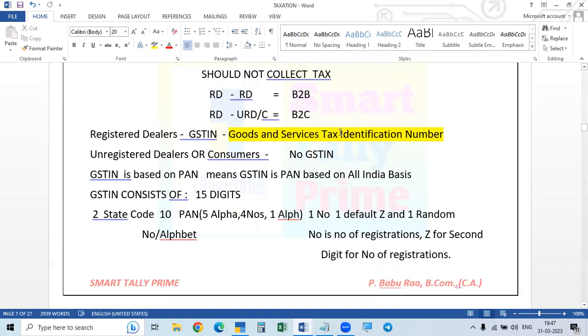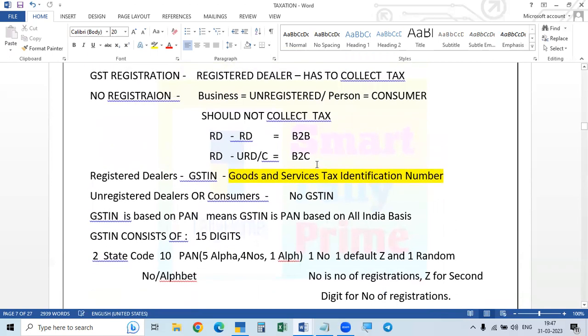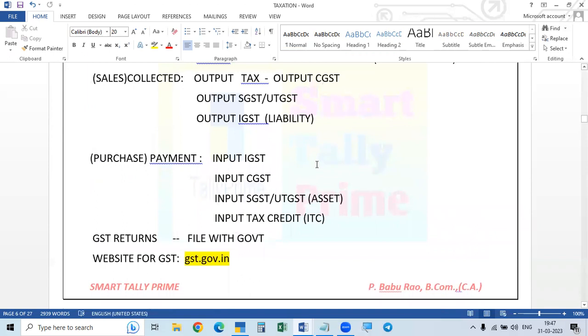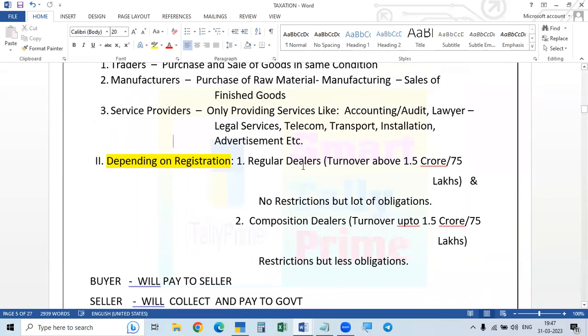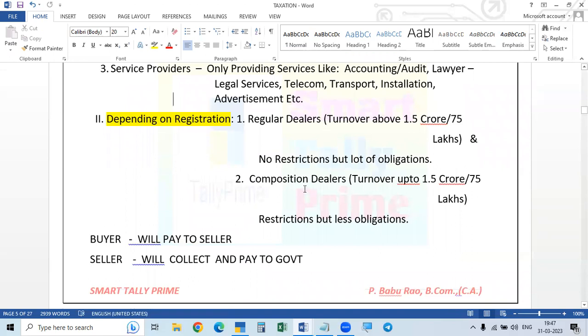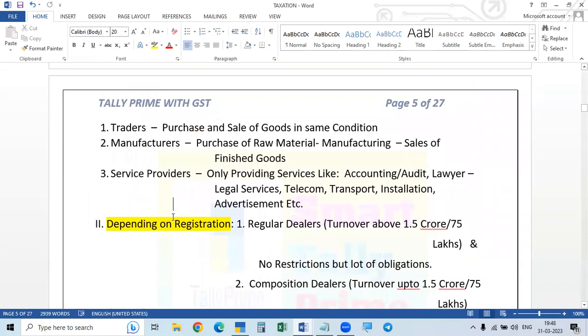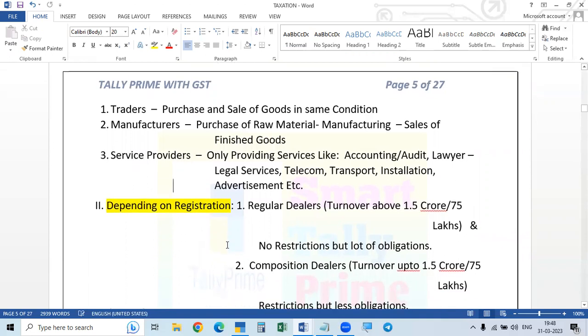For getting the GSTIN, you have to register with the government under the GST Act. For registration, there are 2 types of dealers, 2 schemes. Number 1 is the composition scheme, and the other one is the regular scheme.